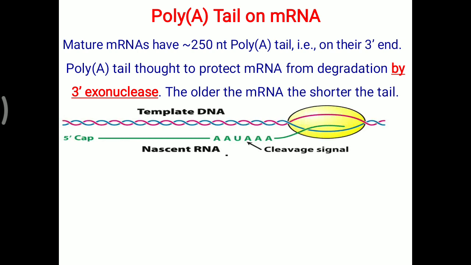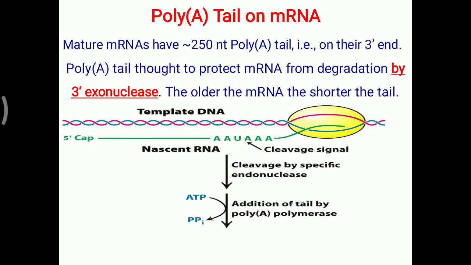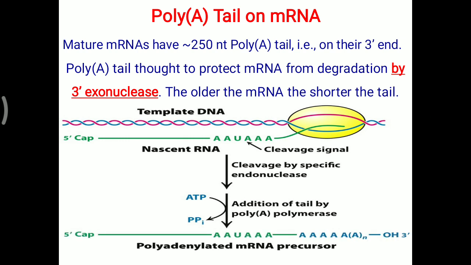In the picture it is explained that from the template DNA, nascent RNA is generated. Once there is a cleavage signal, a multiple adenine group is added, and this gives protection. The cleavage is done by a specific endonuclease enzyme, and the adding of this tail is done by poly A polymerase, making the poly A tail on mRNA. So finally, polyadenylated mRNA precursor is generated.